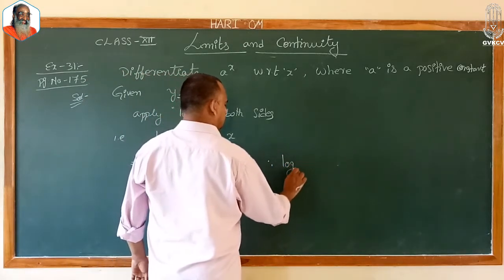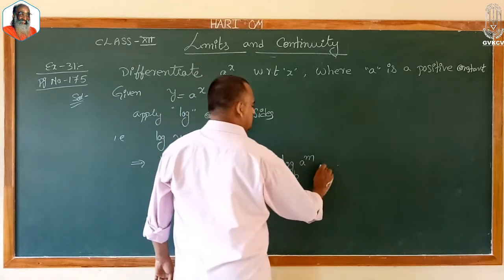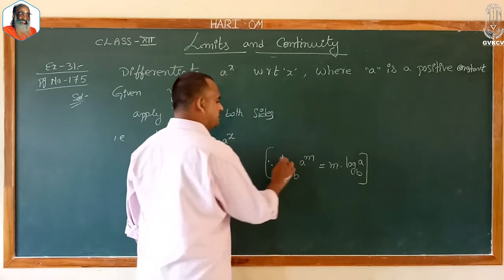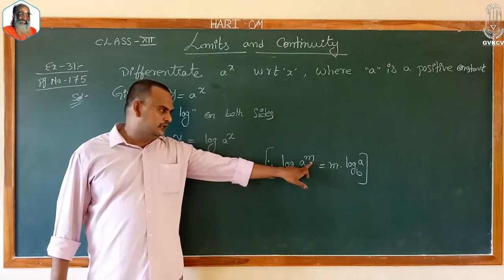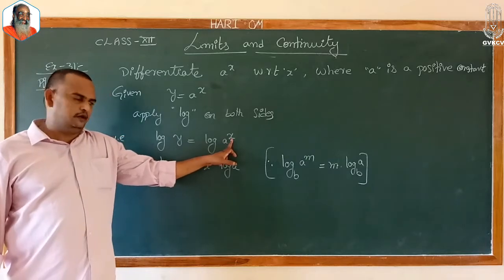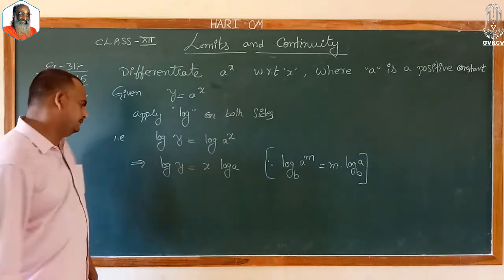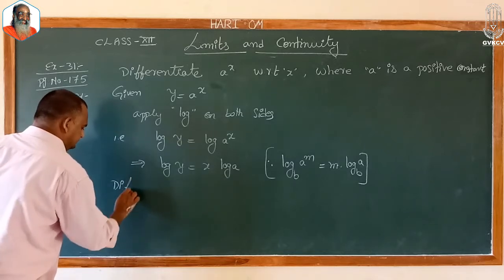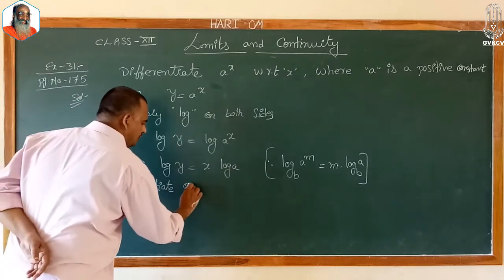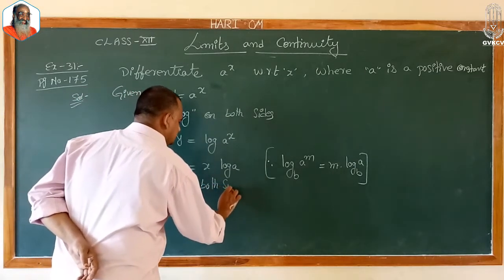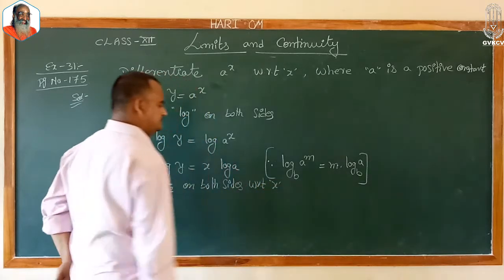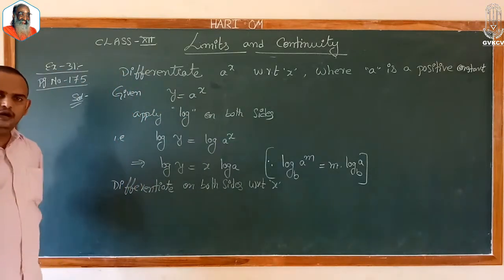Since we have a formula, log a power m to the base b is equal to m into log a to the base b. Whenever we have an exponent, that exponent comes as a coefficient. Here also, x is nothing but the exponent. It comes as a coefficient. Differentiate on both sides with respect to x.